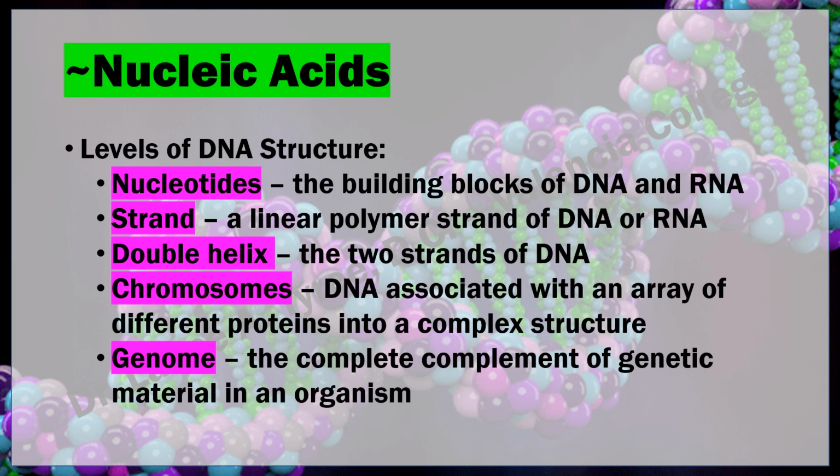Okay, we have levels of DNA structure. We first have nucleotides, which are the building blocks of DNA and RNA. We have the strand, which is a linear polymer strand of DNA and RNA. We have the double helix, which is two strands together, which gives it its shape. We then have chromosomes, and this is where DNA is associated with an array of different proteins into a complex structure. And then we have the entire genome, which is the complete complement of genetic material in an organism.